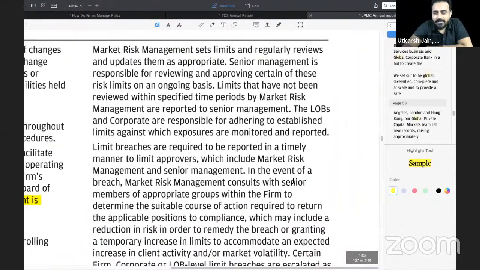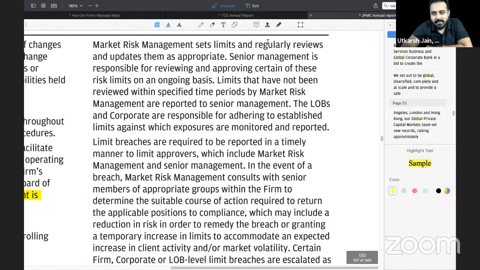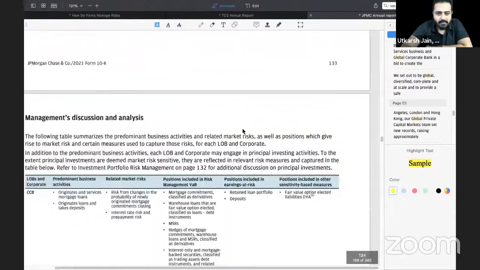By the way, did you guys know, I think we discussed this in the class, that the whole VAR as a concept became popular and maybe was invented because of JP Morgan? Did we discuss this in the previous session? The new CEO, who was recruited, wanted the report on his table at 4:15 p.m. every day. So anyways, market risk management sets limits and regulatory reviews. Okay, fair enough. Now it's getting a little boring, so I'm skipping through it.